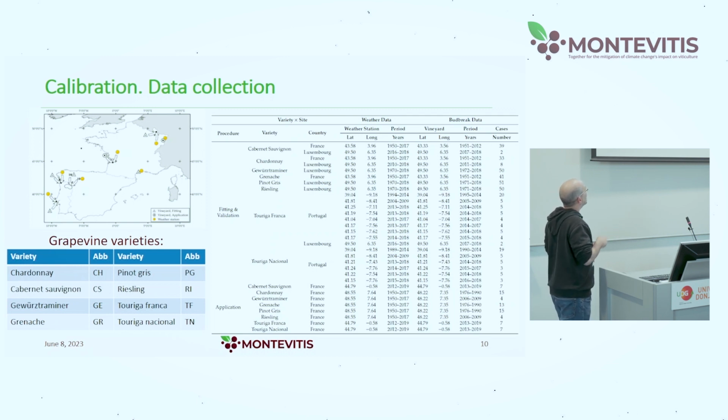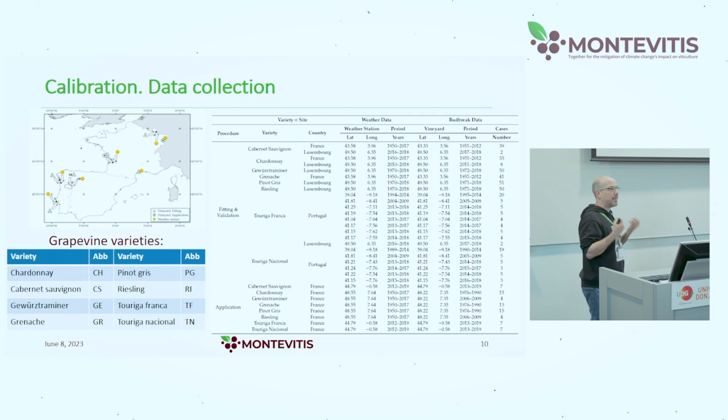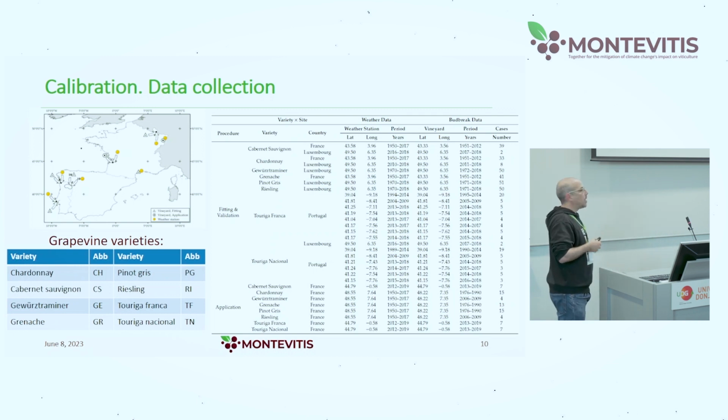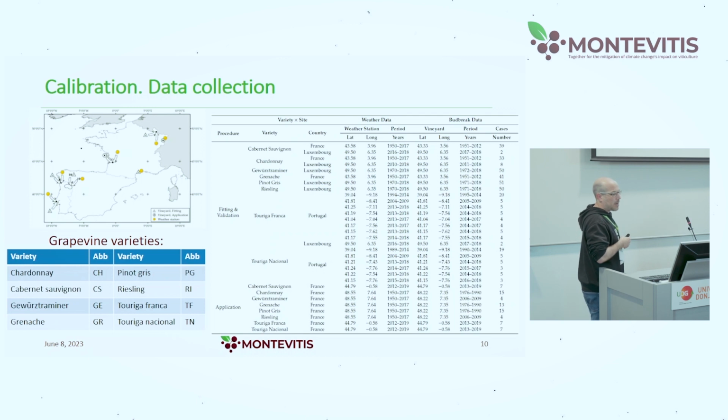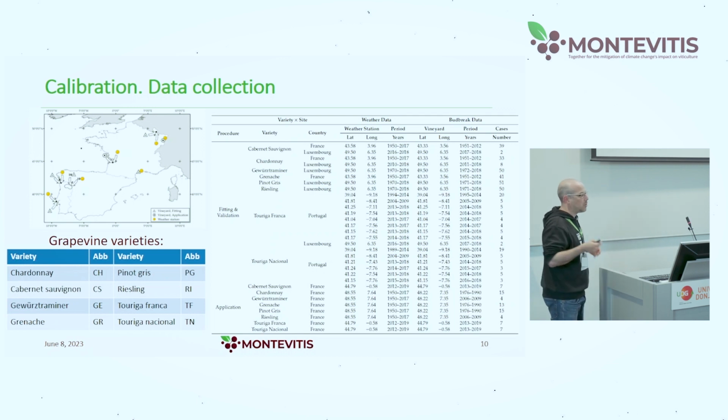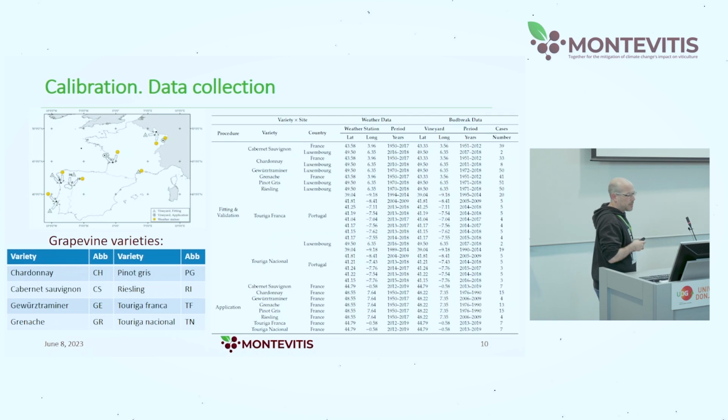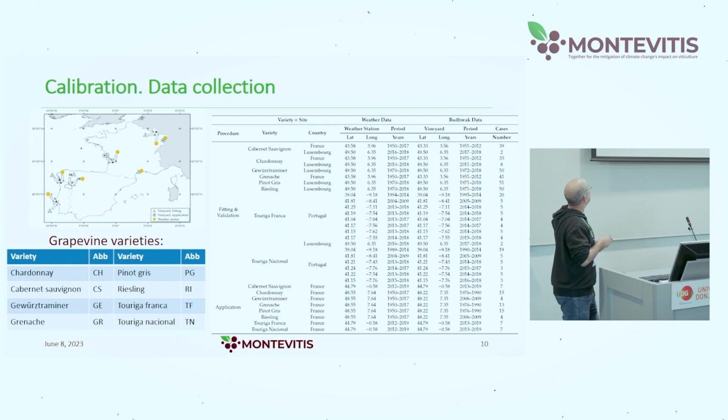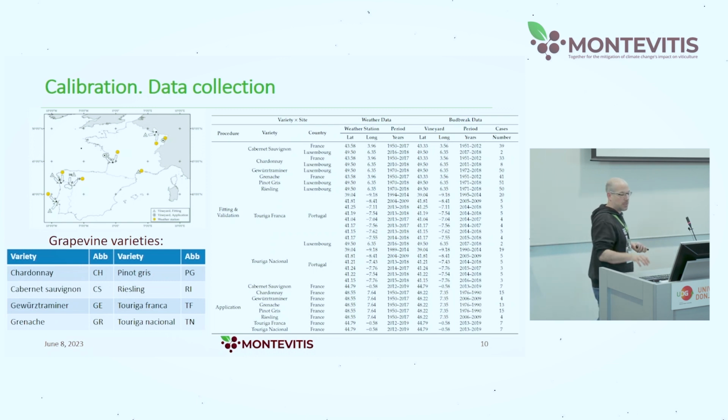In the first case, we did the validation with the data we have at the beginning. Considering that some years are for calibration and some others for validation, and the application was done directly from different locations. And this validation and this fitting was done for 8 different varieties that are the most usual in all Europe. We have Chardonnay, Cabernet Sauvignon, Gewürztraminer, Grenache, Pinot Gris, Riesling, and Tuturiga from Portugal.